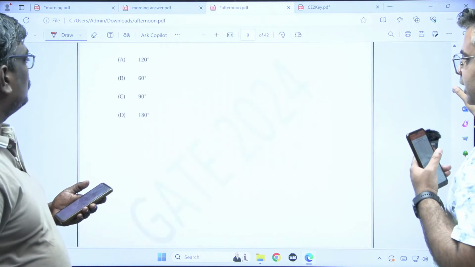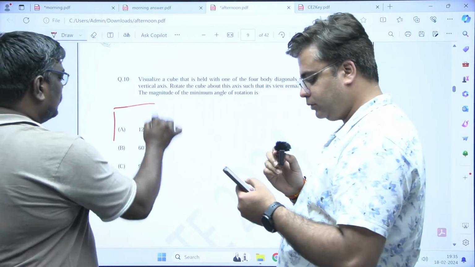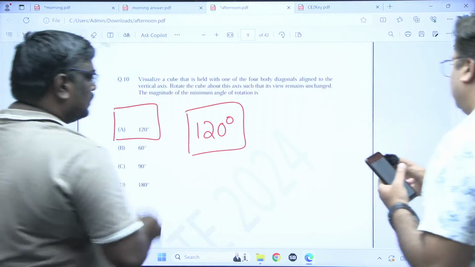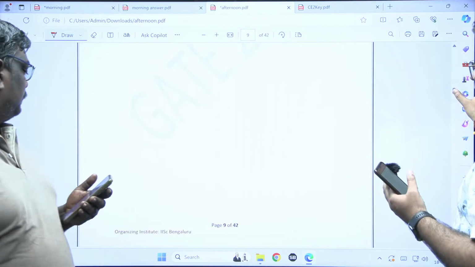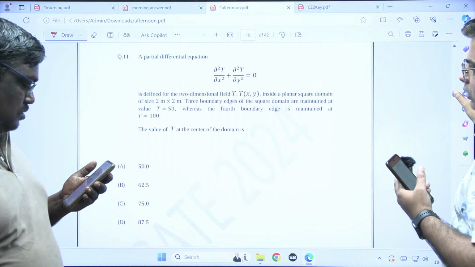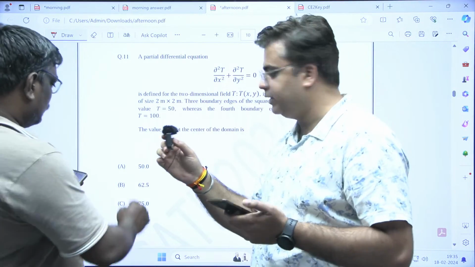Then this is the last question of the aptitude section. Here also it is A. So it is 120 degrees. So we can quickly move on to the technical part. Next, you have this question from maths. I think this is mathematics only, partial differential equation.